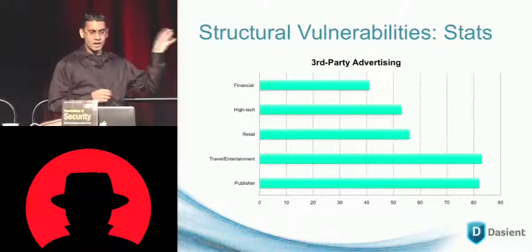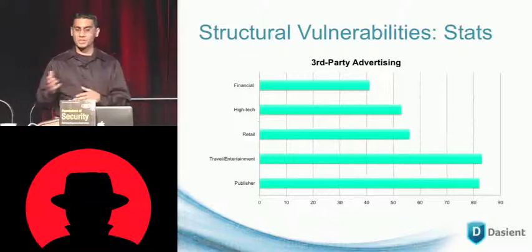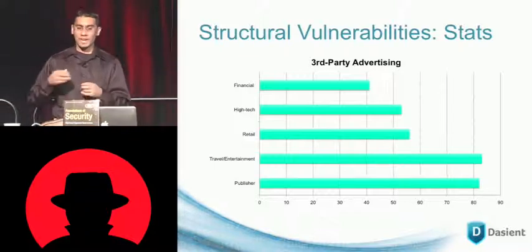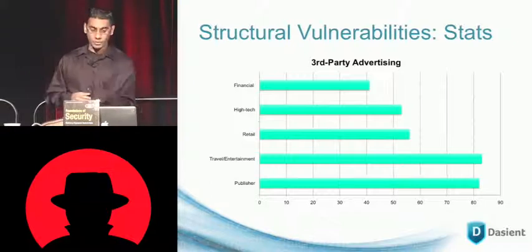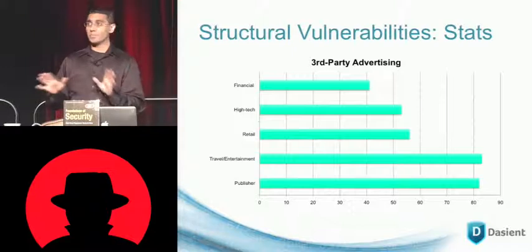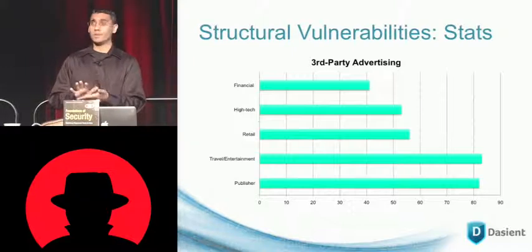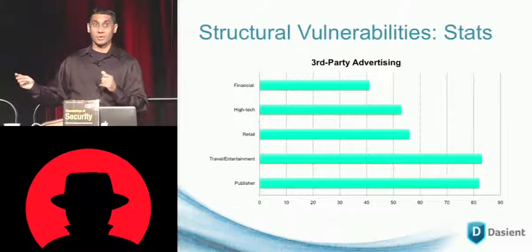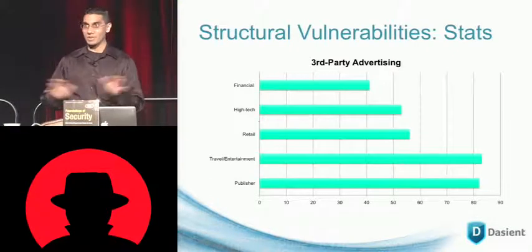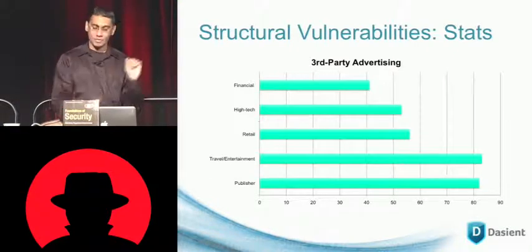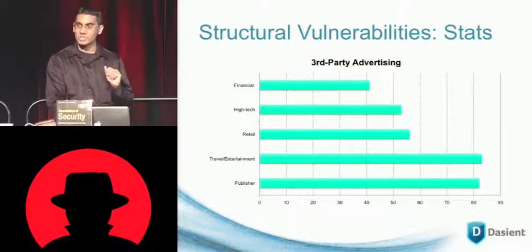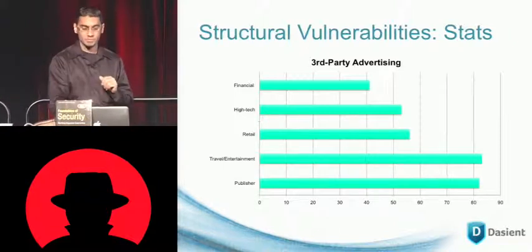In addition, high-tech websites, retail websites, travel websites, and publisher websites had a significant reliance on third-party advertising. And by the way, advertising on the web can be a great thing. It has funded the development of a lot of content and made a lot of business models possible. So I think that eliminating advertising on websites is not the right way to go. But if there are structural vulnerabilities due to advertising on websites, it's important to mitigate them.